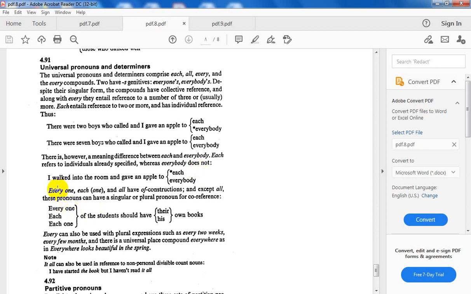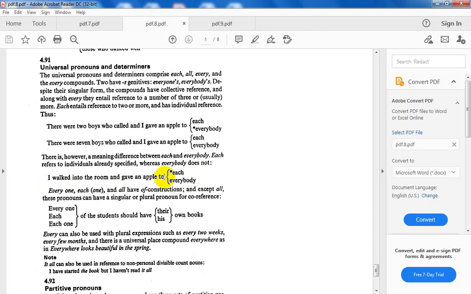So, I walked into the room and gave an apple to each. Now, of course, the recipients are not specified. That's why it is ungrammatical to use each. It is only everybody, because they are not specified.